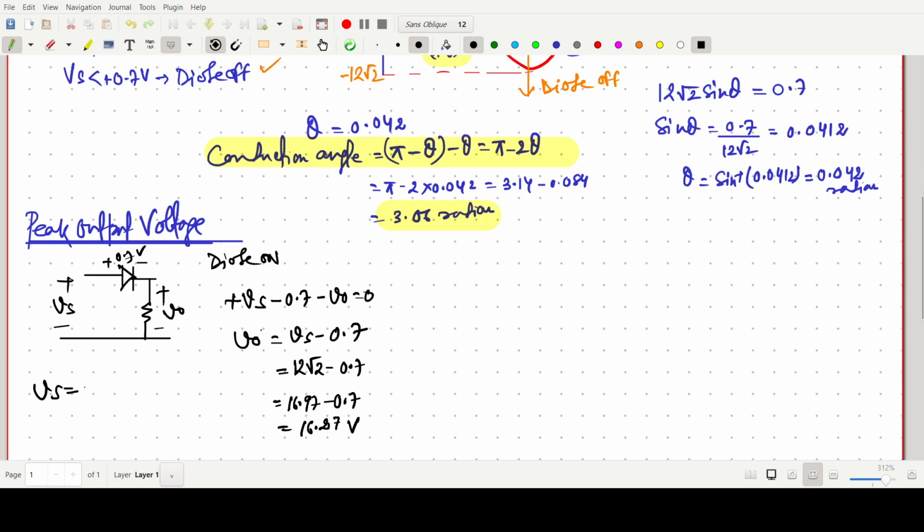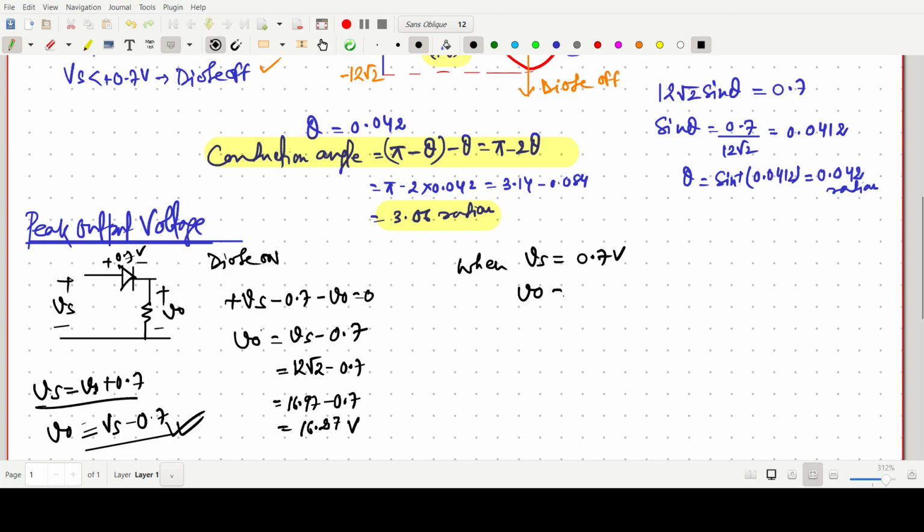Vs equals V naught plus 0.7. So V naught is simply, as we have already written, Vs minus 0.7. This expression V naught equals Vs minus 0.7 is the output voltage when the diode conducts. Now when Vs equals 0.7 volt, V naught will be 0.7 minus 0.7, which means 0 volt.